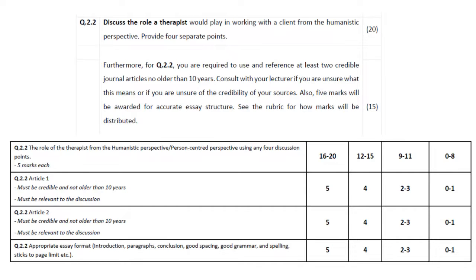So it's easy when you break it down. 4 points on how the therapist would treat the client. A person-centered perspective is how humanism works. 5 marks for one article, 5 marks for the second article, and 5 marks for your essay being structured correctly and appropriately. So it's not a difficult assignment, but the trick for this assignment is to make sure that you choose the correct articles for both of those questions that require them, and they mustn't be older than 10 years. So if you've got a problem, pop me an email.